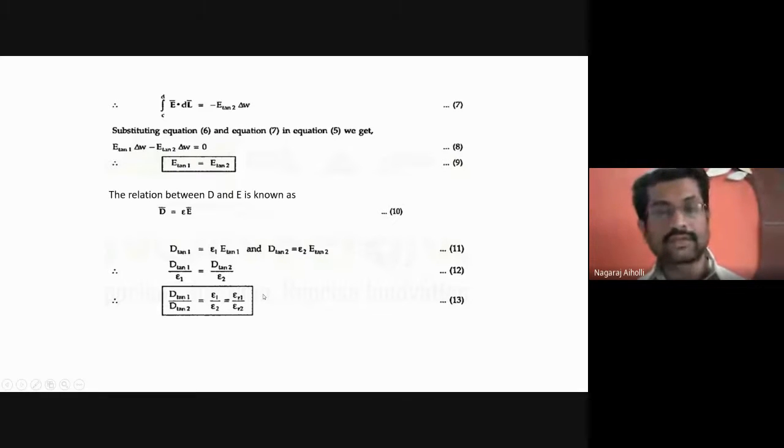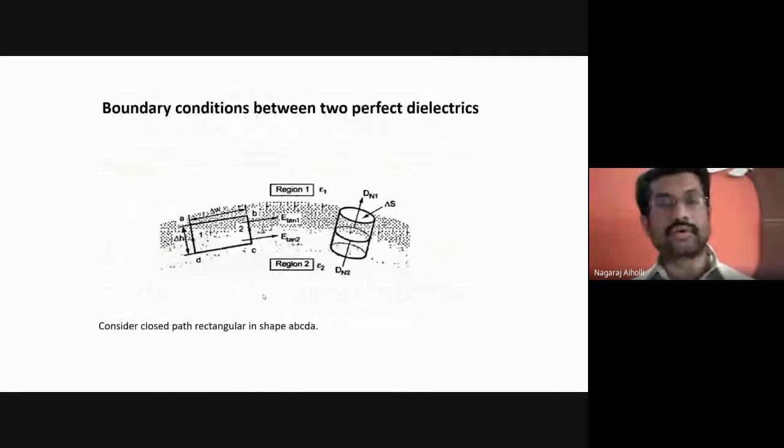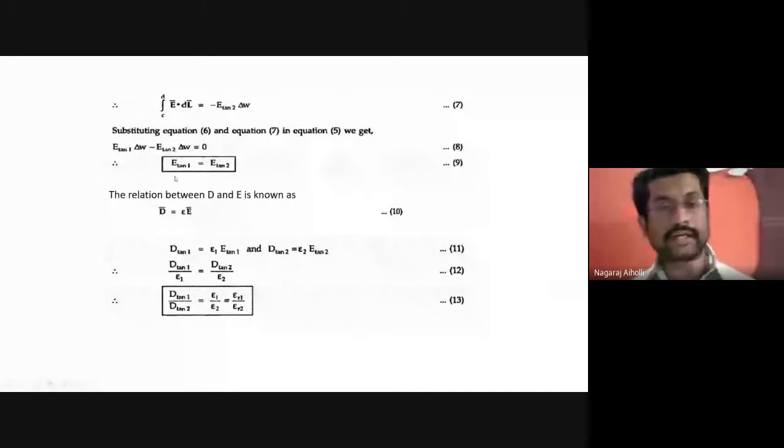So in today's class, students, we have solved an example and we have started the derivation of the boundary conditions between two perfect dielectrics. We have derived up to the step E tan 1 is equal to E tan 2, where the electric field intensity is continuous at the boundary between two perfect dielectrics.